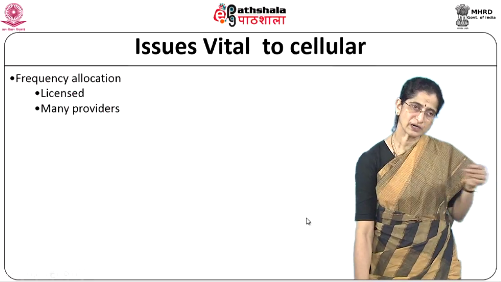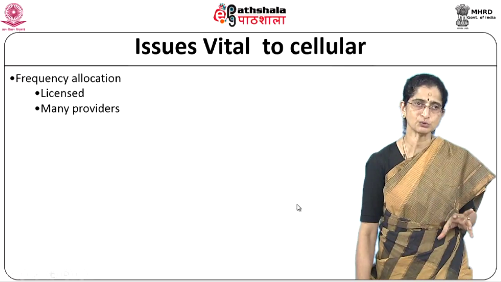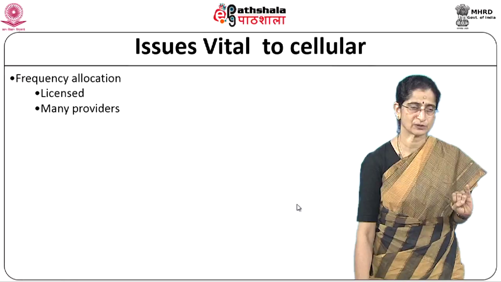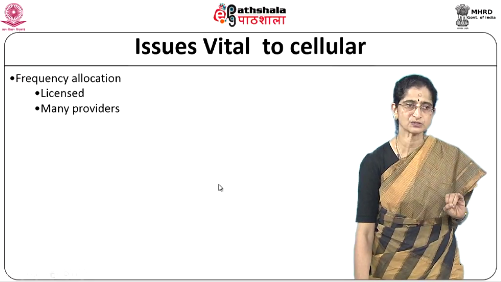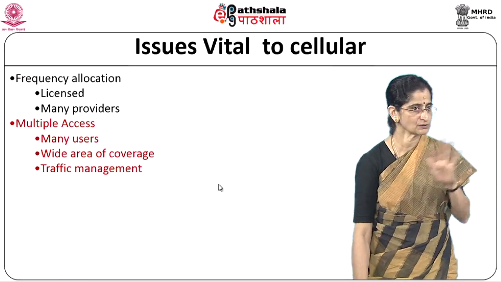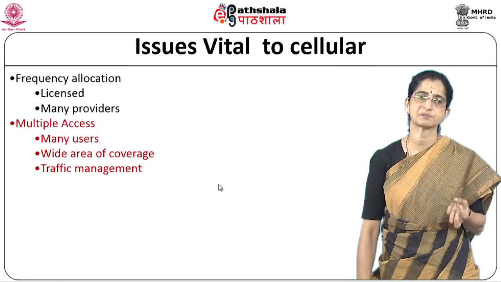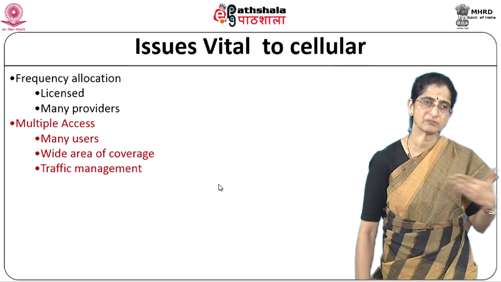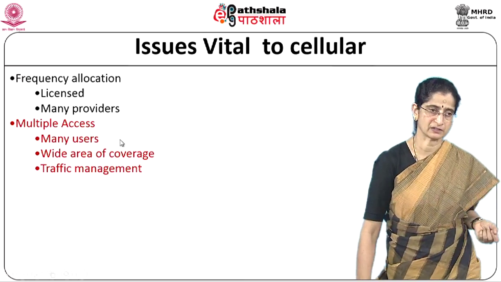Okay. So now, whatever the generation that we have, there are certain issues which are vital to cellular. If you look at what these issues are, one of course is frequency allocation. We've seen that normally the frequency allocation is done in a licensed manner. There may be many providers, so you license out different frequencies to different providers. This is common across all generations, which is why you will see that there is an auction of the spectrum that takes place for each generation. So we do an auction and give different frequency bands to different providers.